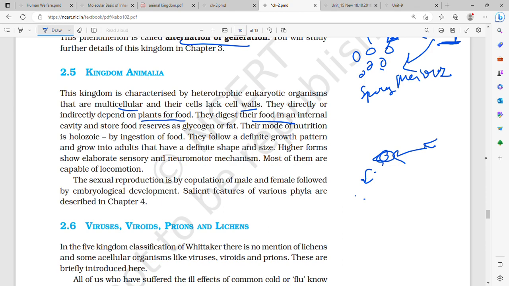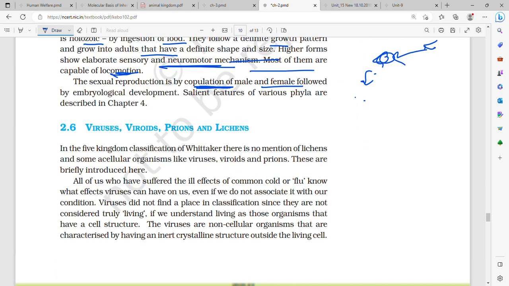Then they digest their food in an internal cavity and store reserves as glycogen or fat. Their mode of nutrition is holozoic, by ingestion of food. They follow definite growth patterns, grow into adults, and have definite shape and size. Higher forms have elaborate sensory and neuromotor mechanism. Most of them are capable of locomotion, that is movement. They are motile in nature. Sexual reproduction is by copulation of male and female, followed by embryological development.